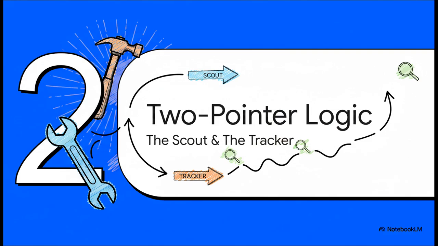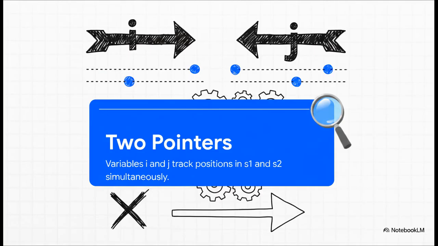Which brings us to part two, mastering two-pointer logic. To solve this elegantly, we can't just brute force it. We need the right tool for the job. And instead of just blindly looping and starting over every single time we find a letter, we use two-pointer logic. This simply means we're using two separate variables acting as our pointers to keep our place in both strings at the exact same time. It's literally a game changer for efficiency.